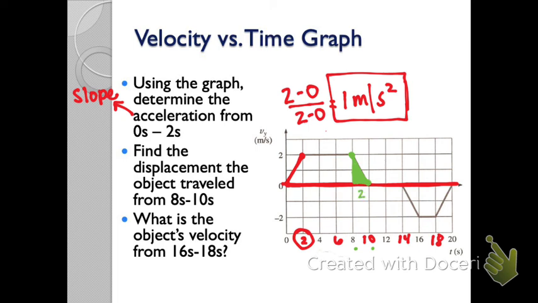All right, so that means I'm going to find the area of that shape. This side of my triangle is 2. The other side of my triangle is also 2, right? Our scales are different on our x and our y-axis, so we're careful with that. So I'm going to take 2 times 2 divided by 2, and I get 2 meters traveled during that time. Okay? Questions with that part?